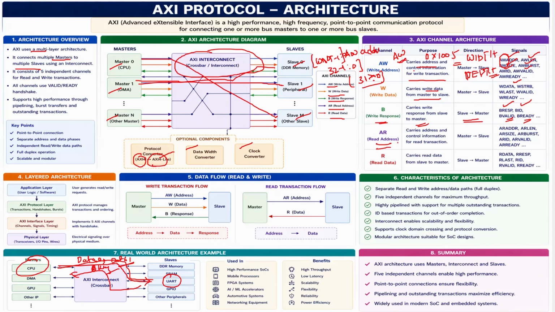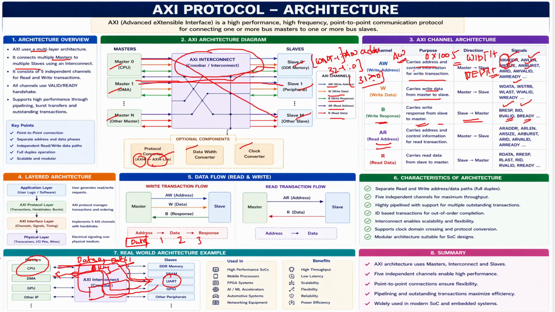And the read address channel. Sorry, read address channel. The read address channel also carries the address and control information for the read transaction. It is similar to the write transaction, but reading means the UART is sending data to the CPU or DMA or GPU, so from slave to master. The slave is sending data 0, data 1, so all these data are sent by the slave: data 0, data 1, 2, 3. In this way, it will send the data.